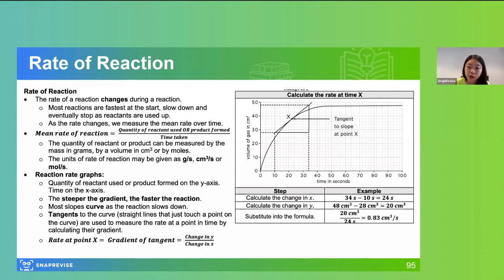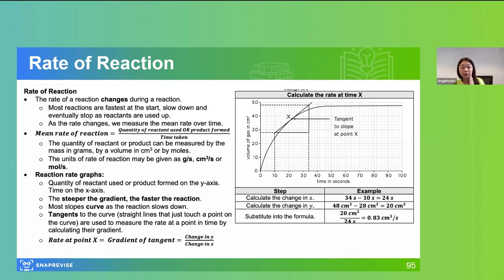So as you see on the rate of reaction graph, you can draw a tangent to figure out the rate of reaction, because the slope, basically the gradient of the point, is the rate of reaction. And the way you figure out rate of reaction is change in y over change in x. This is just the math equation, essentially. It's just change in y over change in x.